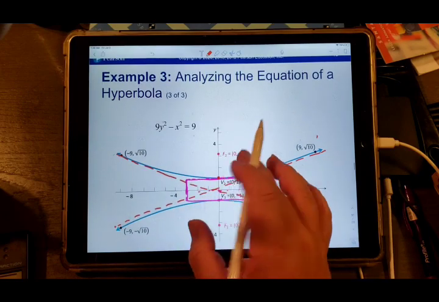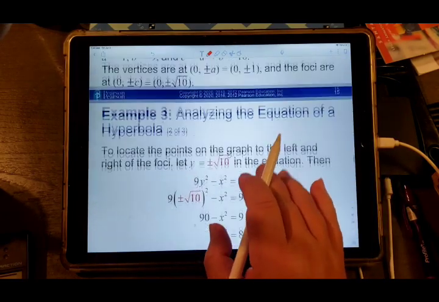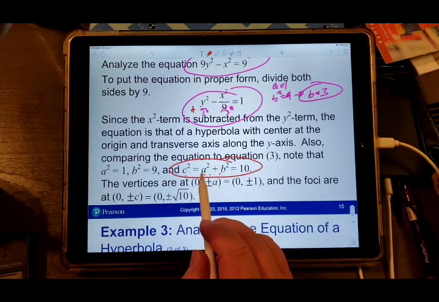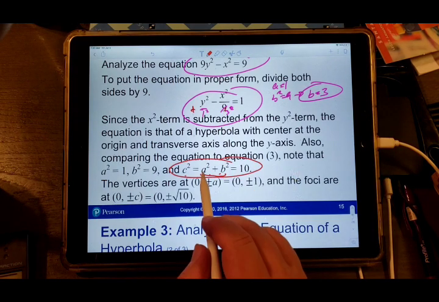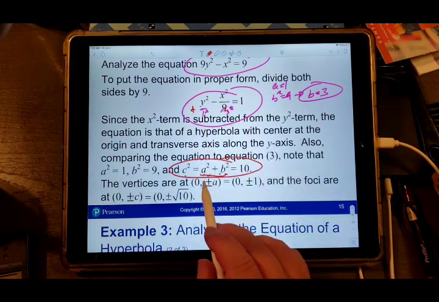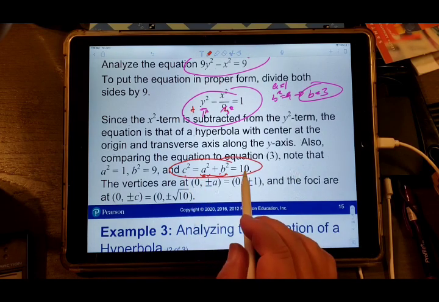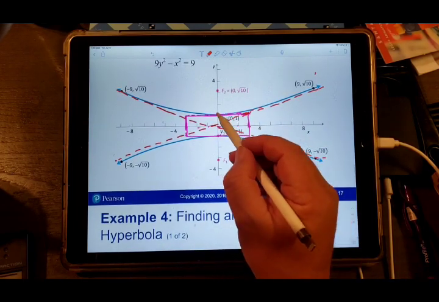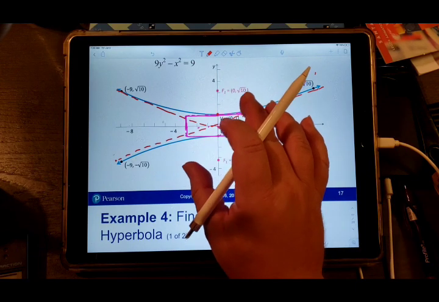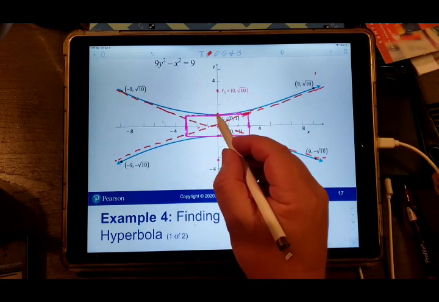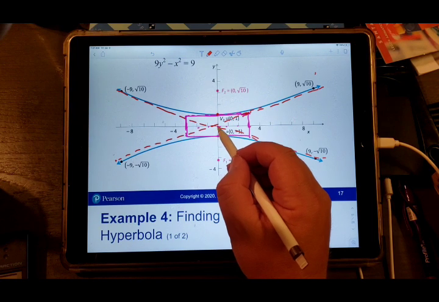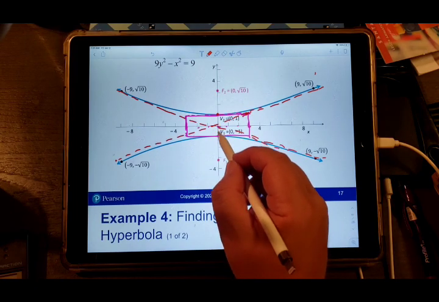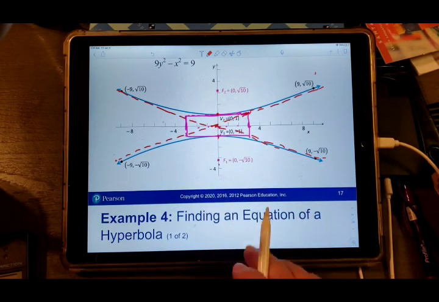Well, the focus is going to be square root of 10. Why is it square root of 10? Because c squared equals a squared plus b squared. Remember, I just add those together. I add the 9. I add the 1. I get 10. This is pretty typical, where when you have a hyperbola, you're always going to reach the vertex first, then you're going to reach the focus. So the vertex and then the focus, starting out from the center.